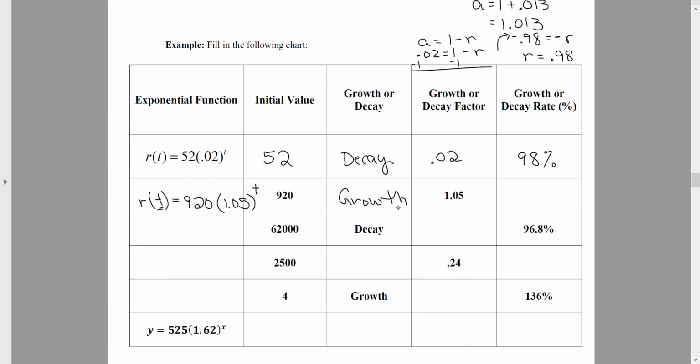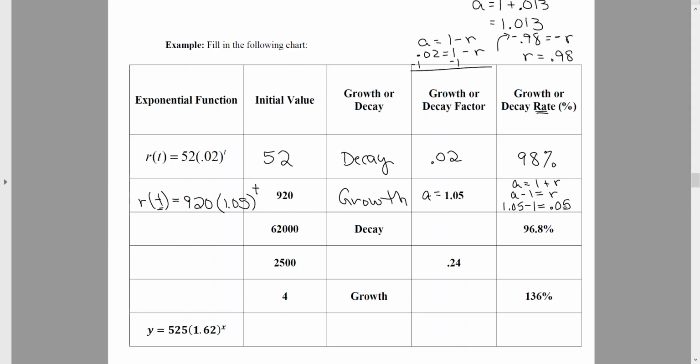Now, this we've said is growth, so I have to think about what was the formula for my growth factor, and that was A equals 1 plus R. I'm looking for R, the rate, so I'm going to solve for R. I'm going to subtract 1 from both sides. A minus 1 equals R. My A value is this, that's the factor 1.05. So if I take 1.05 minus 1, that's going to give me 0.05.